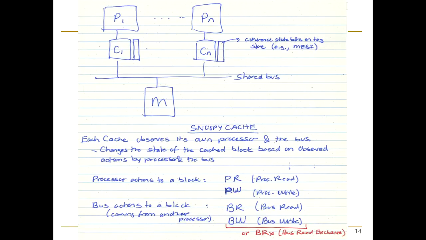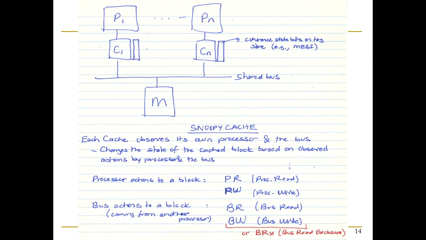So there are 2 processor actions to the block, we're going to assume, for now. Basically, the processor can do a read to a block. That's the PR, as we've seen earlier, processor read. And the processor can do a write to a block. That's the processor write. And these translate to actions on the shared bus. So whenever the processor does a read to a block, the cache sends a bus read on the bus. And any other caches who observe that bus read take an appropriate action depending on the state of the block in their tag store.